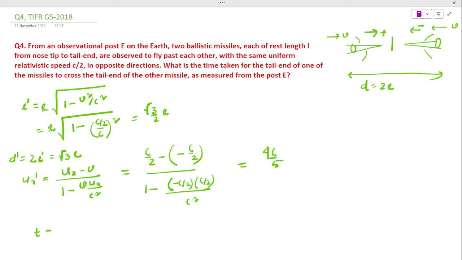So our next, t equal to, we know s equal to vt, so d by ux dash is basically root 3 l by 4c by 5, and after calculation we get 5 root 3 l by 4c. This is from a TIFR question, and we should solve it. Our answer T would become 5 root 3 l by 4c.